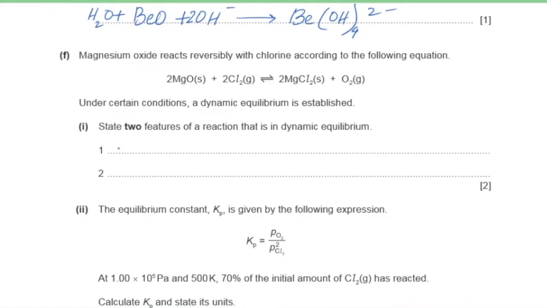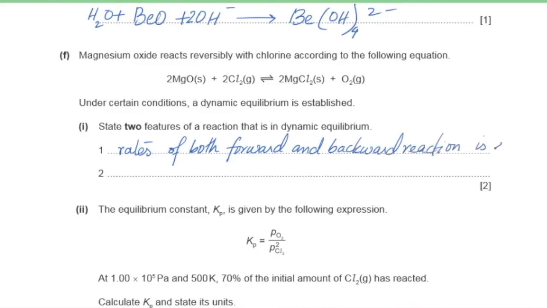So one of the features is that the rates of both forward and backward reaction are equal. And the second one is that it occurs in a closed system.